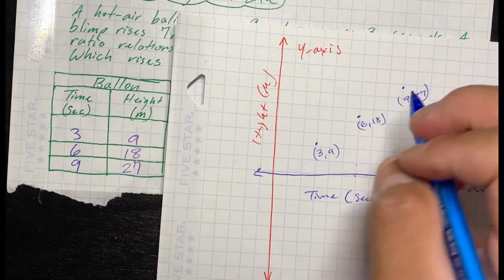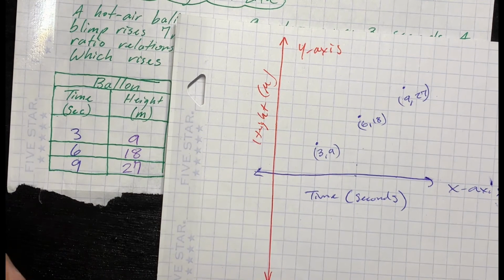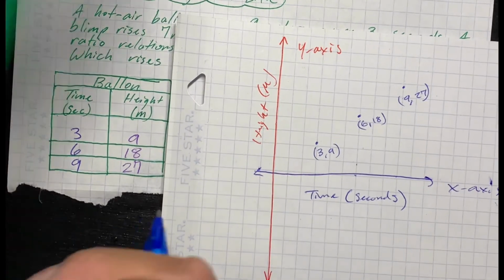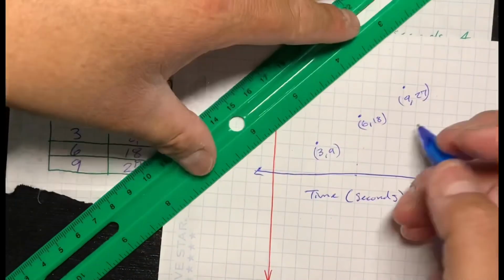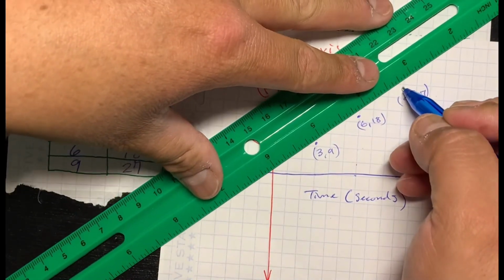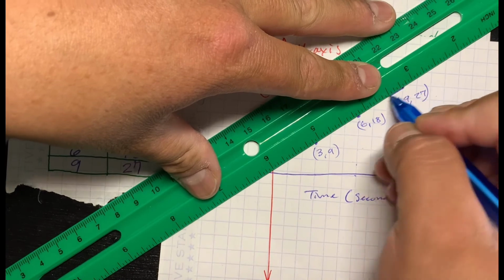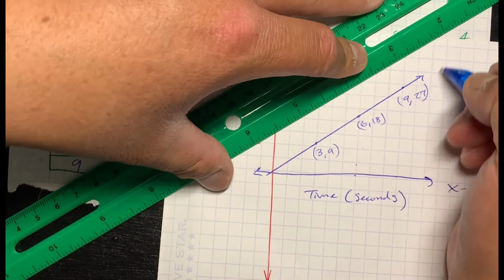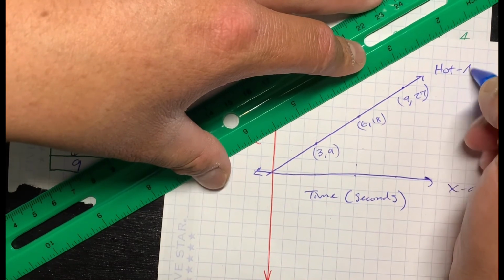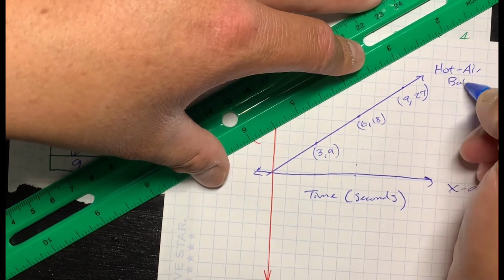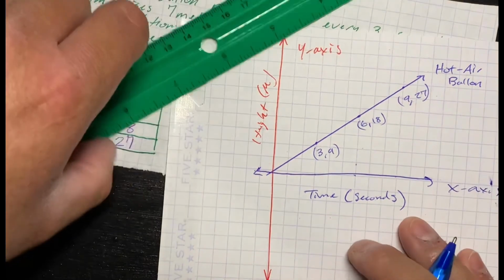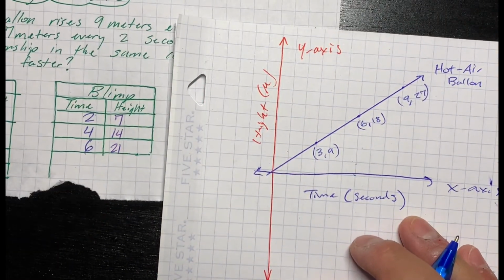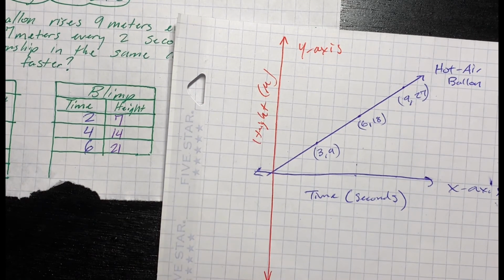Okay, and then what we want to do is we're going to get that ruler that I had earlier, and we're going to use a straight edge and connect that to the origin. And we're going to label that the hot air balloon. Okay. Now in red, I'm going to switch colors. We're going to plot the coordinates for the blimp.